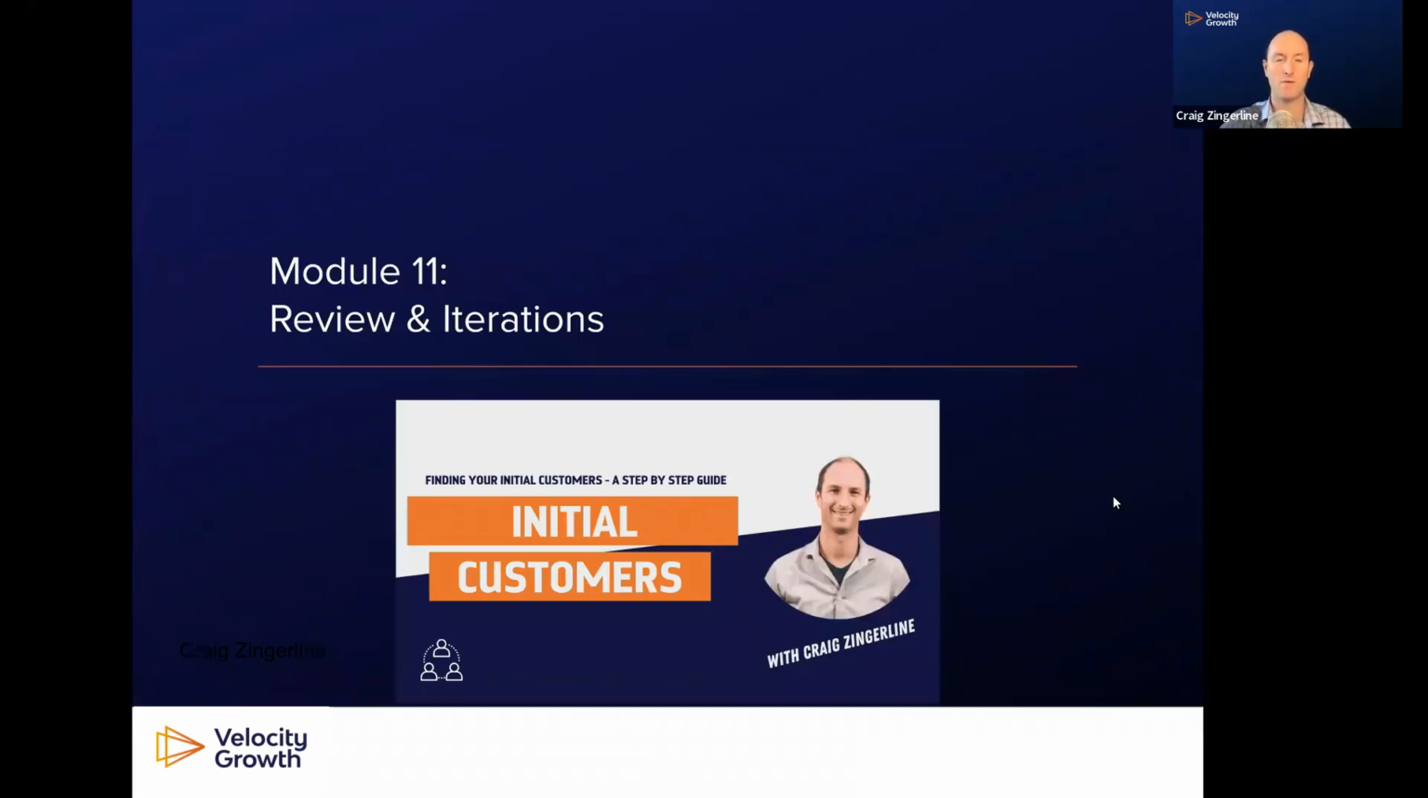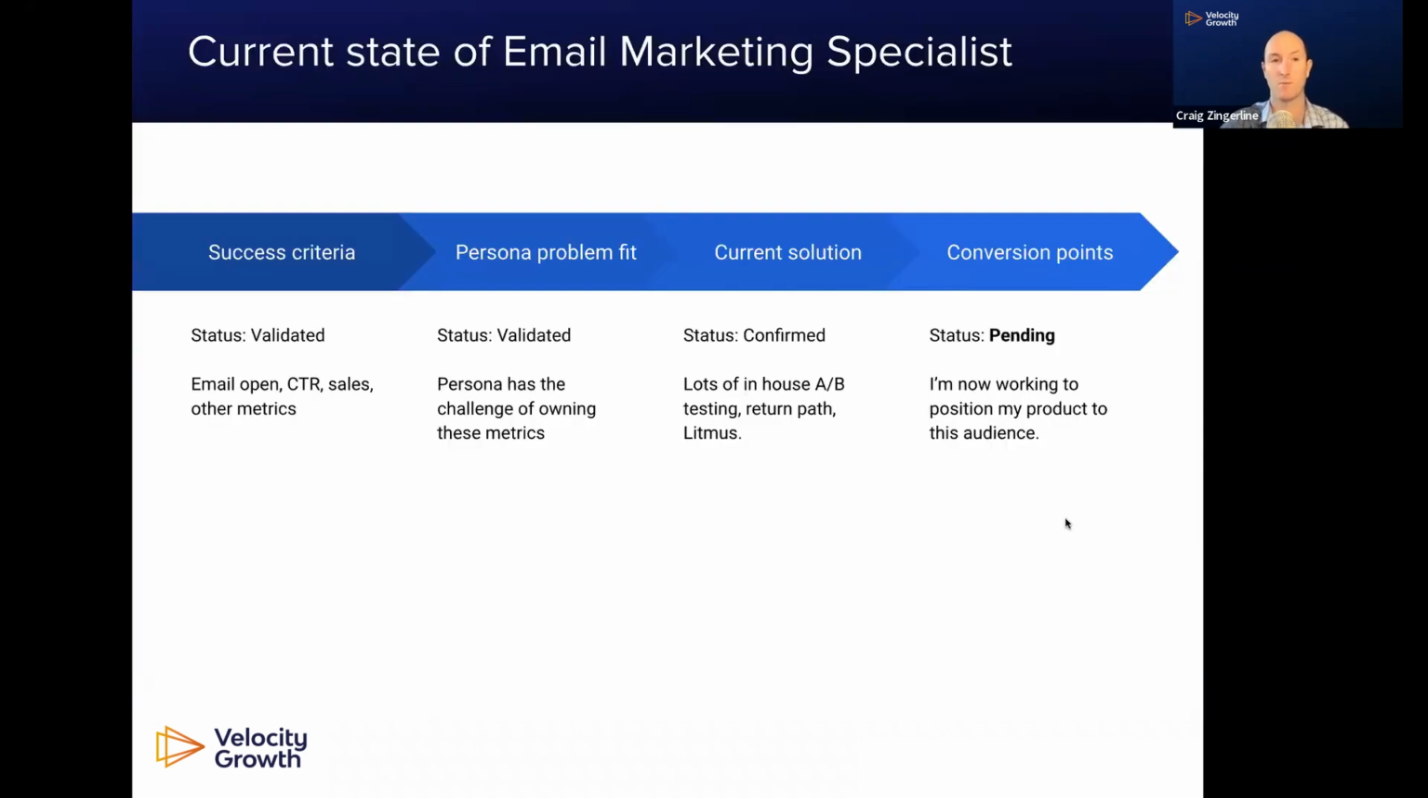In this module 11, we're going to look at a review of what I've done so far, and we're going to look at some of the iterations that I've put in place based on what I'm learning. So diving right in, for the email marketing specialist, here's our current state. We are all the way at the end with this user at conversion points. We're working now to position my product to create a conversion pathway or a deal with my target audience.